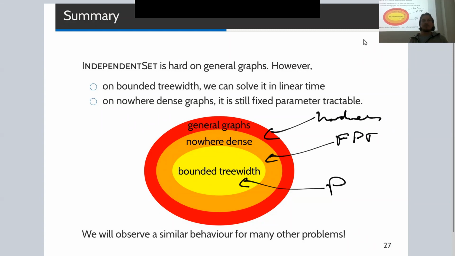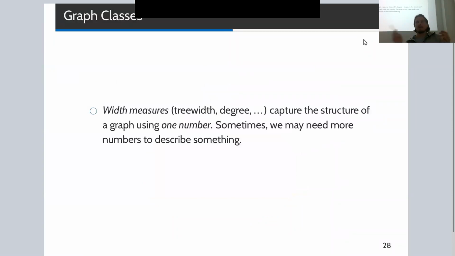And in general, we will talk about certain classes that generalize planar graphs and bounded tree width graphs and many other sparse graph classes. But in order to do that, we first need to augment our notation, our way of talking about graphs and graph classes. So far we considered width measures, and a width measure basically captured the structure of a graph using a single number.